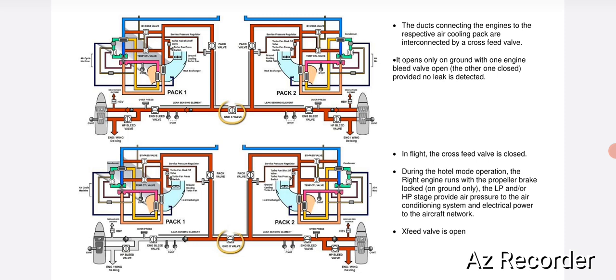The ducts connecting the engines to the respective air cooling packs are interconnected by a cross-feed valve. As you can see, the rounded part, the ground cross-feed valve, opens only on ground with one engine bleed valve open and the other one closed, provided no leak is detected.